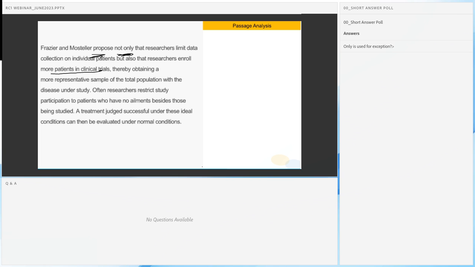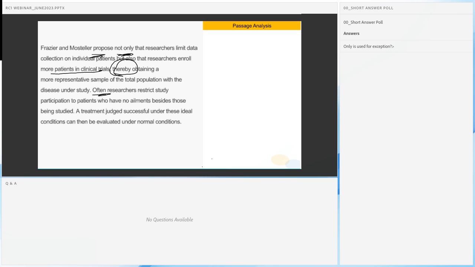Remember, we said simpler, larger trials. So this is the larger aspect of it. Thereby is another outcome keyword. So as a result of this, obtaining a more representative sample of the total population with the disease under study. Okay. So often means, again, what happens most frequently.